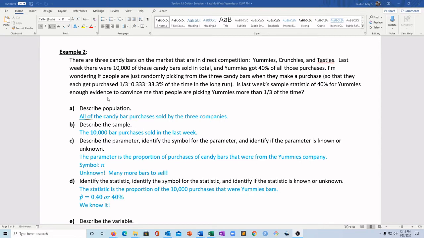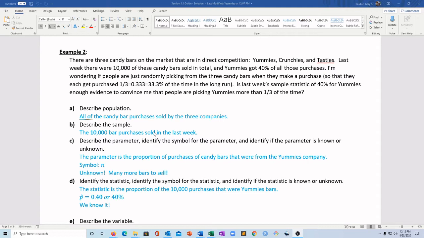So for A, describe the population. In order to really know if one of these 3 companies was better or worse or whatever we were looking for, if it wasn't even across the 3, we would have to look at all of the candy bar purchases sold by the 3 companies forever and ever. So we can't do that because we can't go into the future, can't go into the past, too far at least. So what we do is we look at a sample of the 10,000 purchases from last week. That's what we can actually get our hands on.